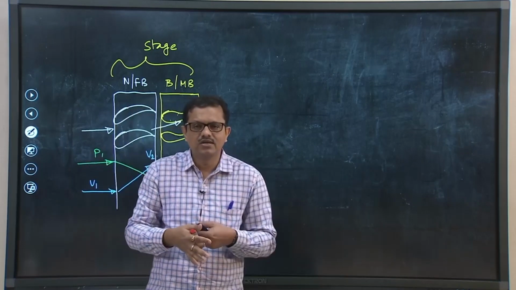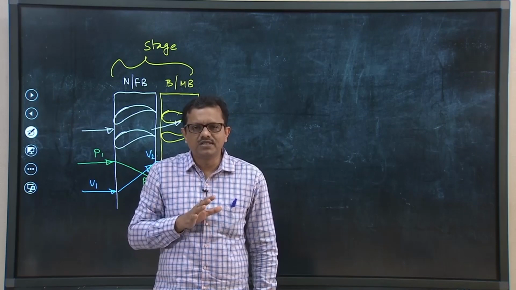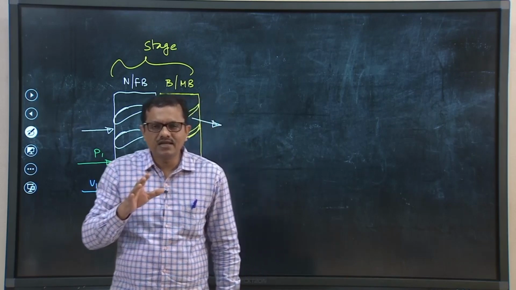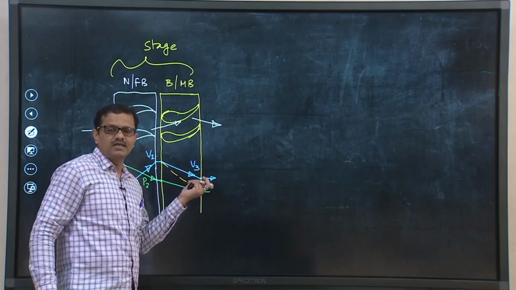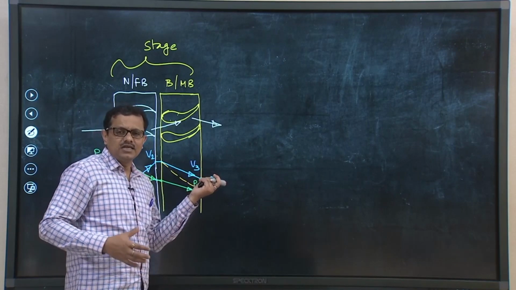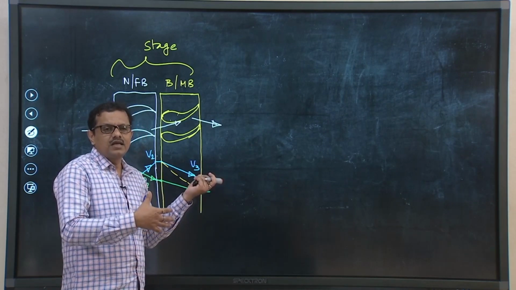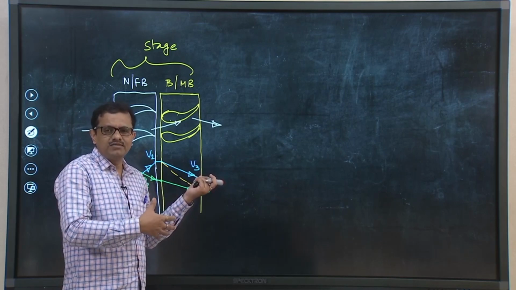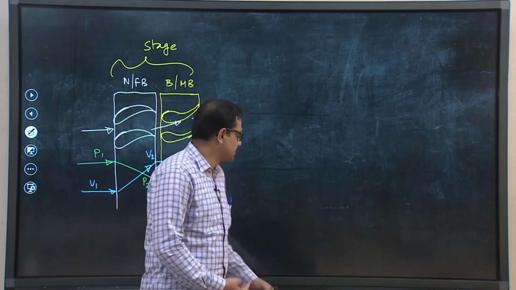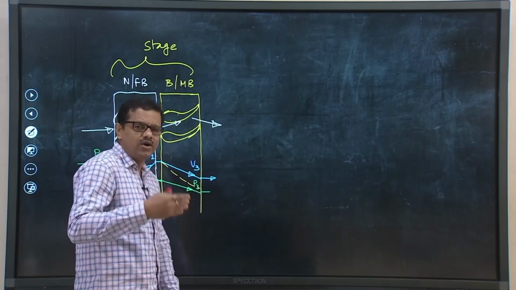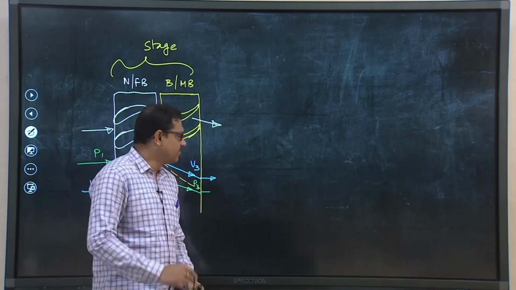kinetic energy increase will give rise to a reaction in the opposite direction, and that reaction of the exiting jet is impressed on the blades in the opposite direction, and that is why the wheel rotates because of both the impulsive effect as well as this reaction effect. Hence it is called an impulse reaction turbine or simply reaction turbine, only to distinguish this special type of turbine from the impulse turbine.